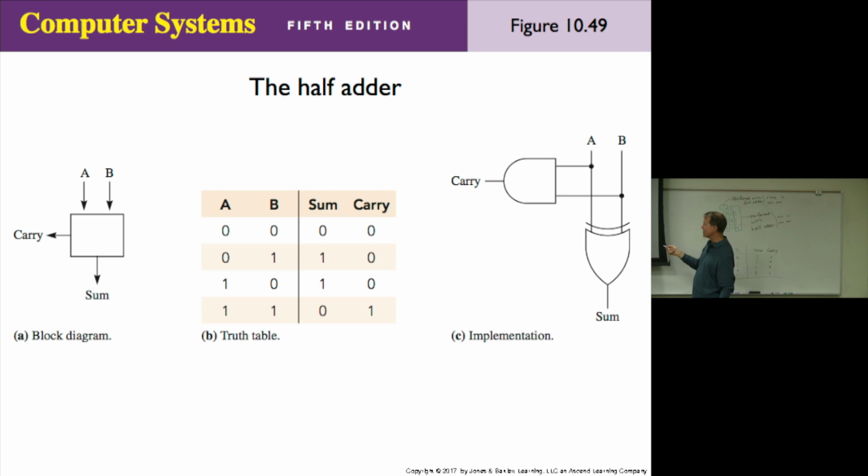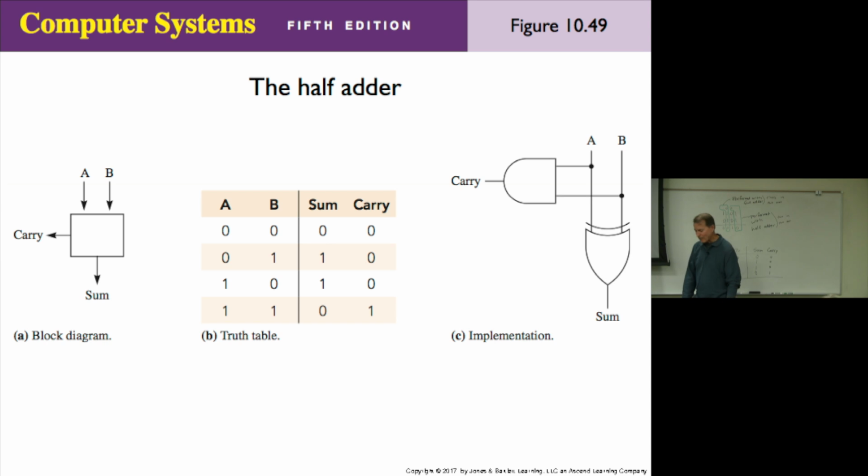So here it is: the sum is 0, 1, 1, 0, the carry is 0, 0, 0, 1, so the sum is the exclusive OR. And look, here's the implementation: an AND gate and an XOR gate. There's your half adder. Now we can do arithmetic.